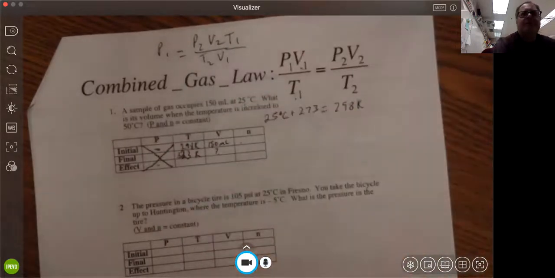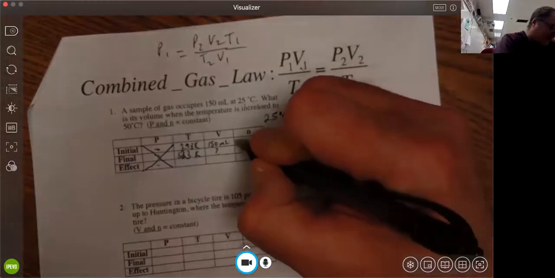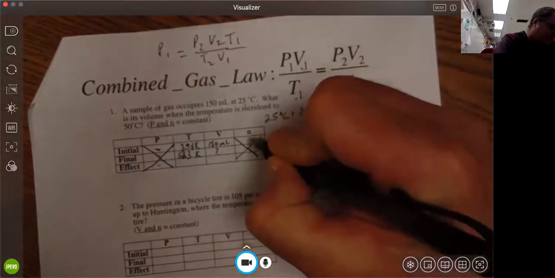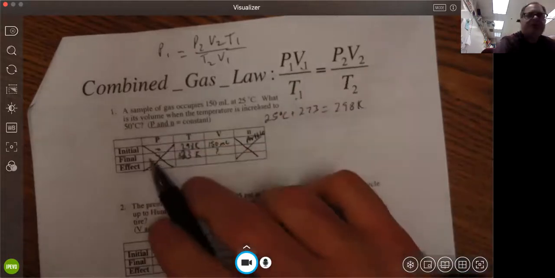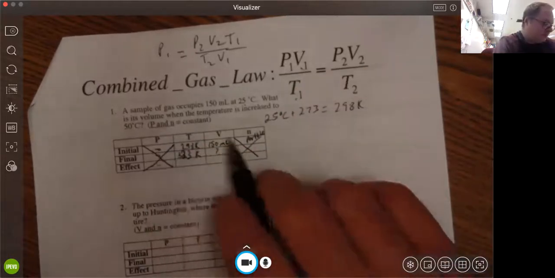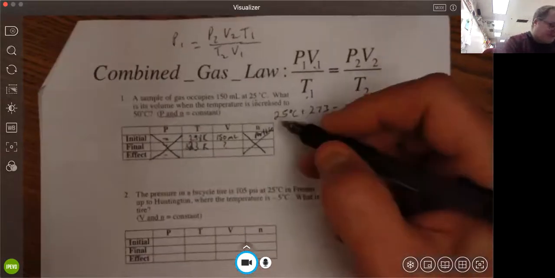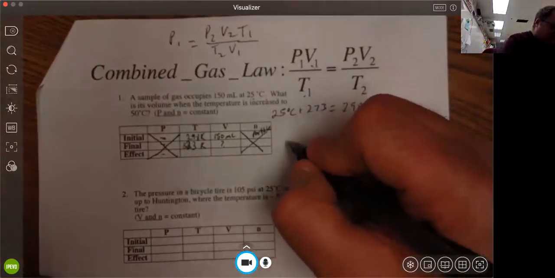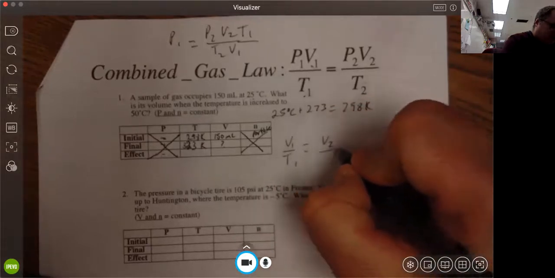So that right there is what I want. Now, as I said, the number of particles for this is constant. Luckily for me, the pressure is also constant. So we don't need to worry about these. So in our formula, we can actually ignore that. V1 over T1 equals V2 over T2.